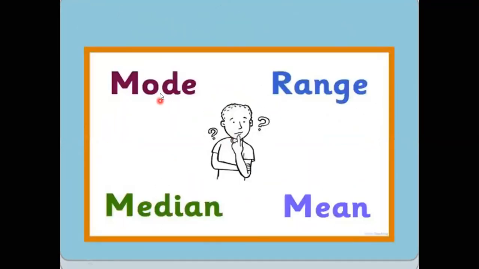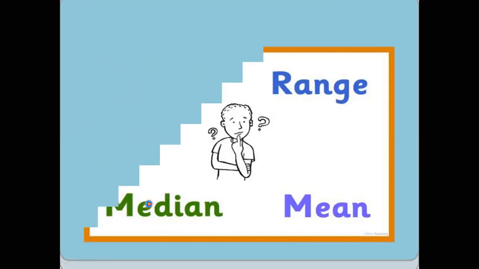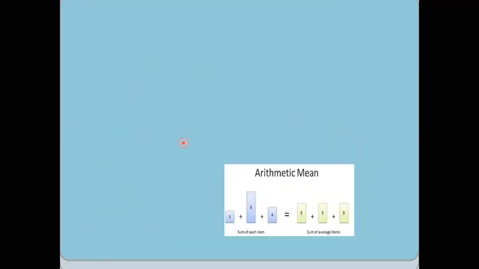So mainly in this chapter, we are going to learn about mean, range, mode, and median. About these four, we are going to learn in this class. Let us see what we mean by mean, range, mode, and median. So let us see first, mean.